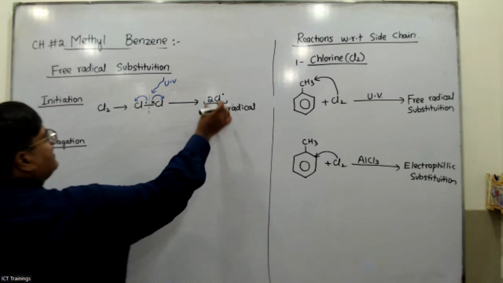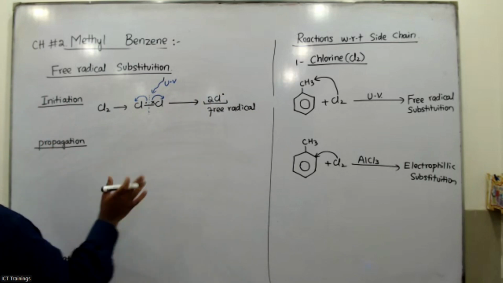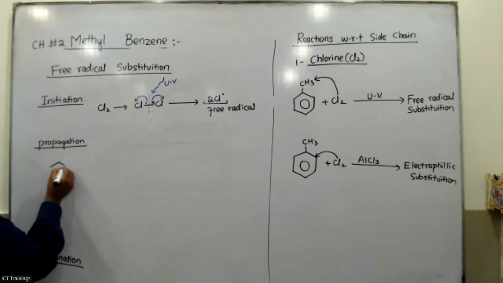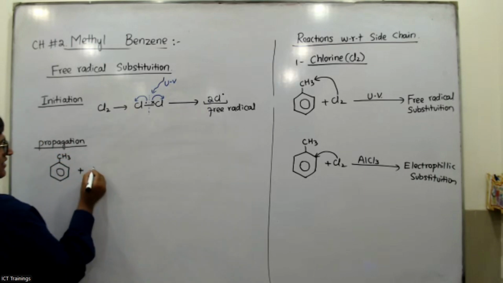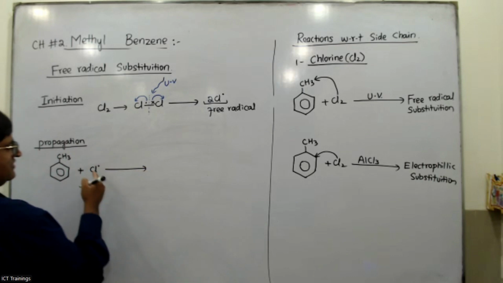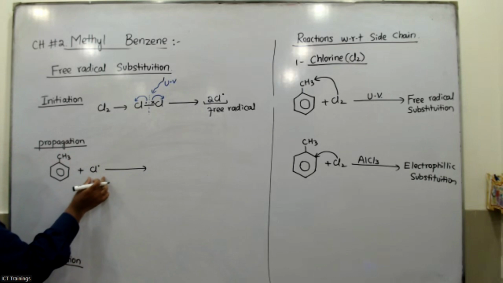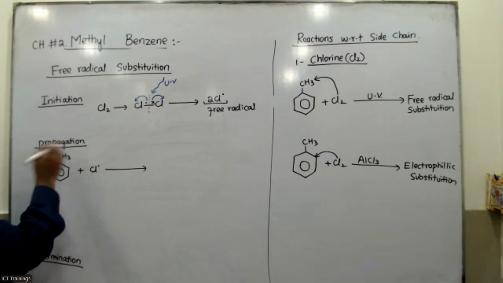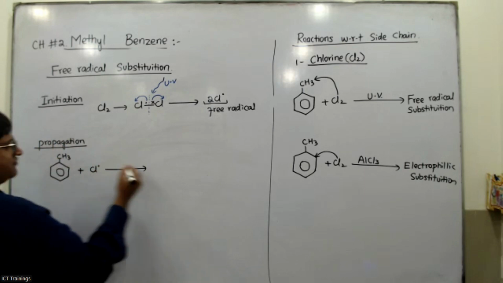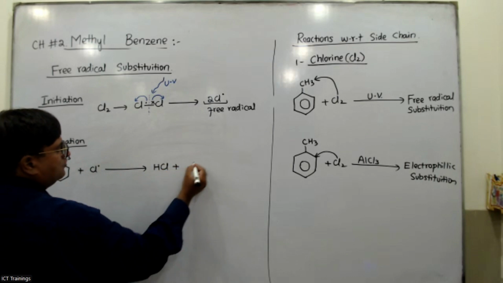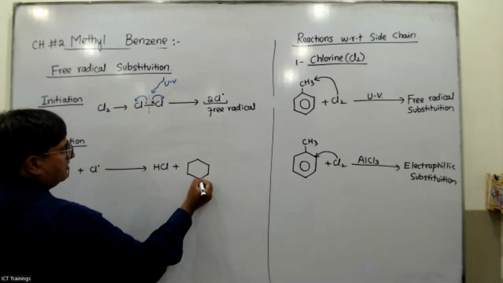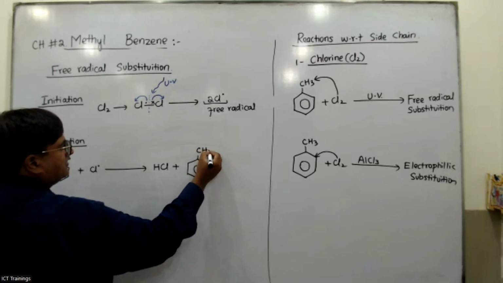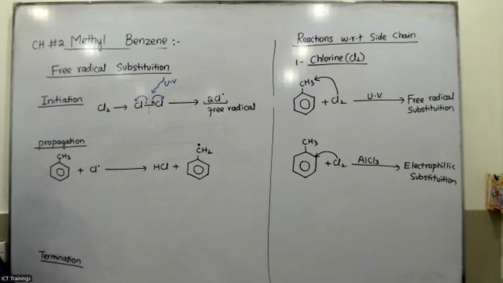This free radical, my dear, is very reactive. So what does it do? It is going to attack the methyl benzene. This is the benzene, this is the methyl group. The free radical acts like a burning splinter and attacks. Always remember, the radical will take something out of the other molecule. So it will take out a hydrogen to form HCl, and we will get benzene with CH2 attached, and this is the free radical which is produced.